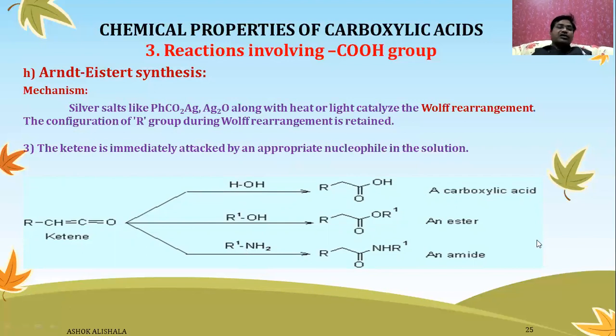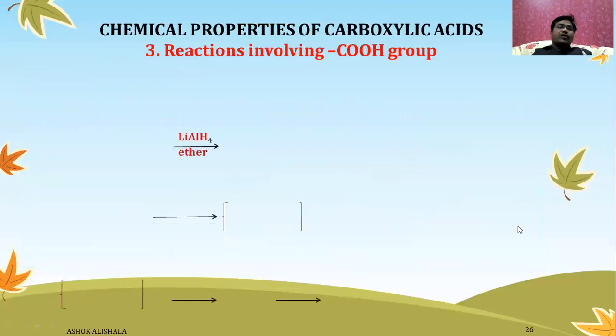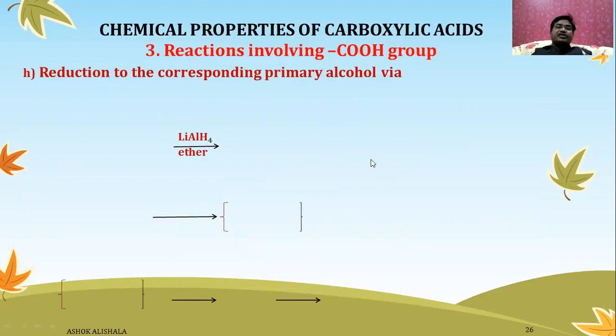This is the Arndt-Eistert synthesis. In this Arndt-Eistert synthesis, as I told you, the product always has one carbon enhanced in the case of the carboxylic acid. Now let us see the other reaction, the reduction to the corresponding primary alcohol via the ester.